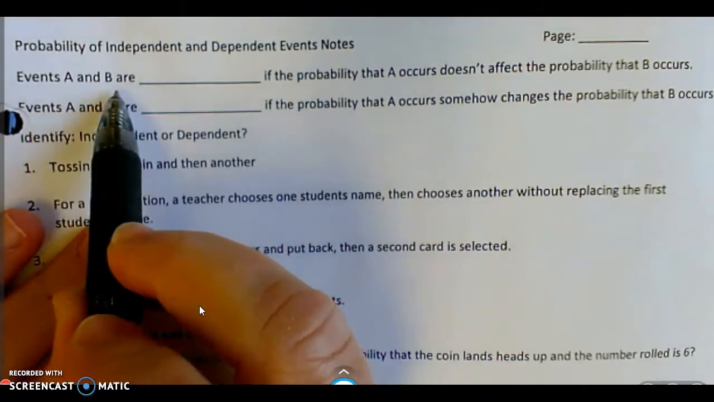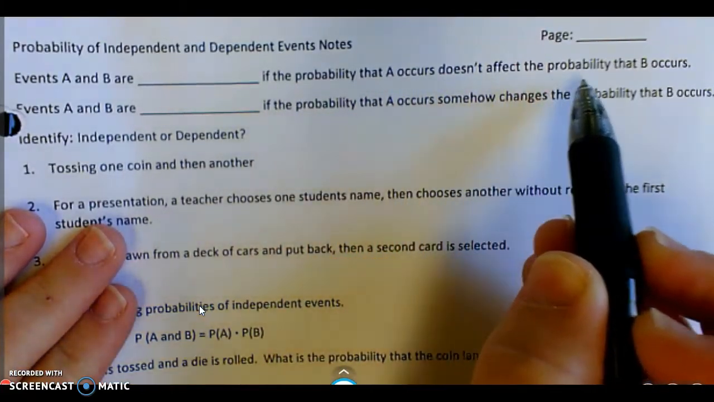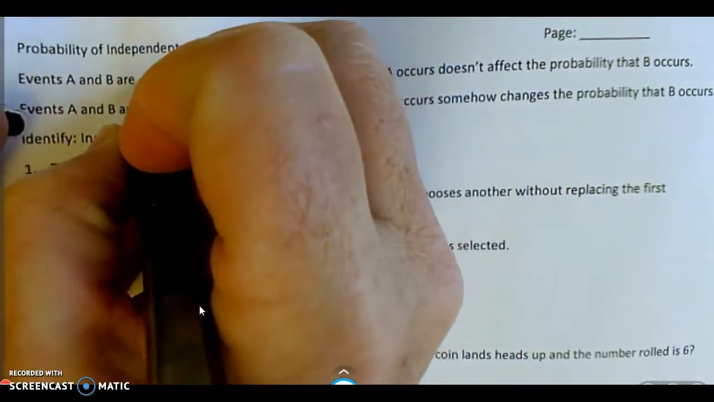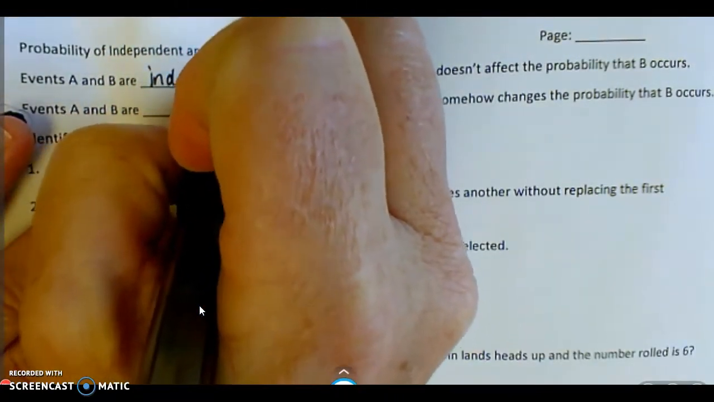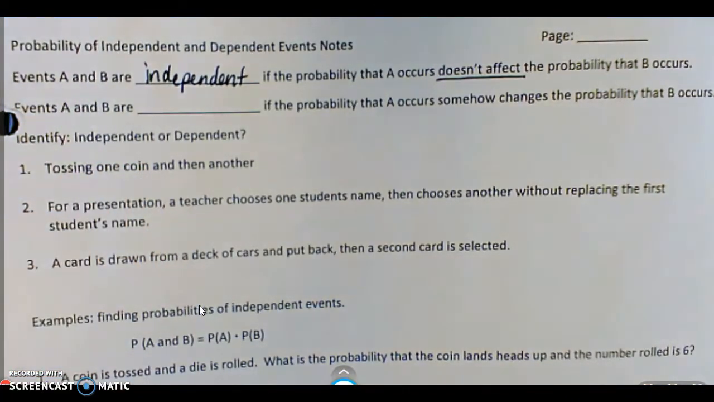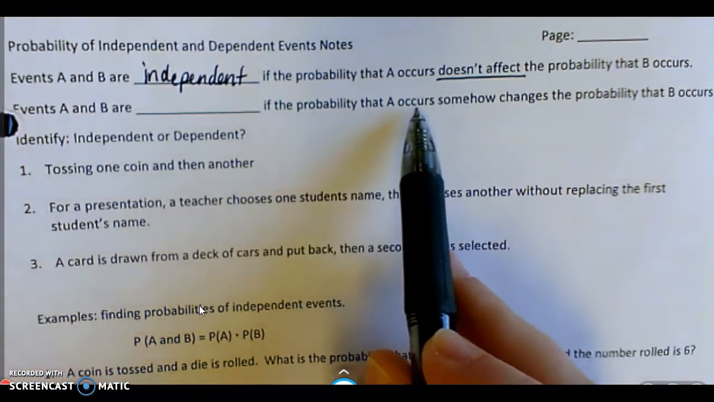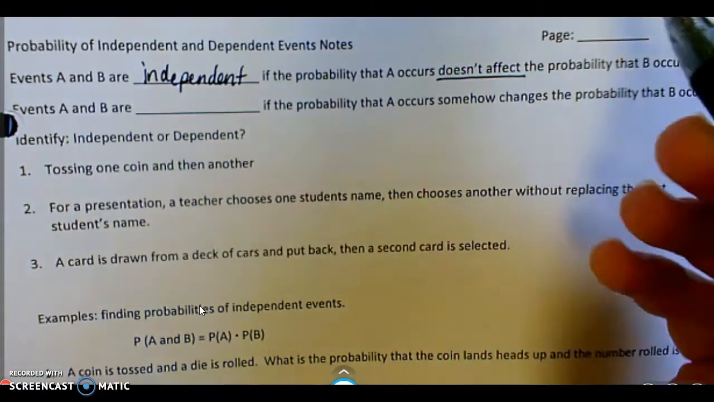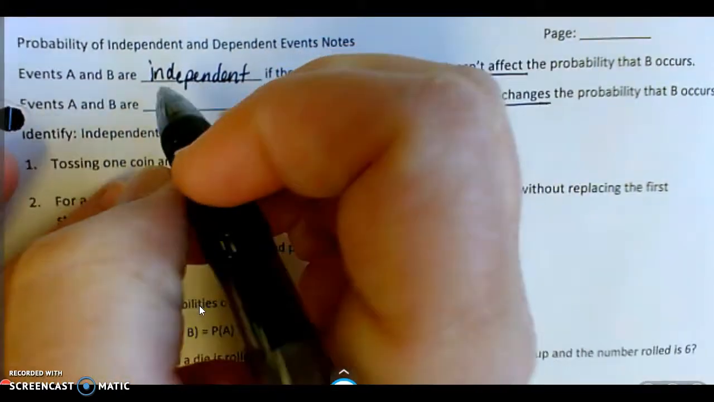So events A and B are blank if the probability that A occurs doesn't affect the probability that B occurs. This is independent, and it's because it doesn't affect it. So we're talking about two events. We've been talking about one event, but we're actually talking about two events and they're happening at the same time. Events A and B are blank if the probability that A occurs somehow changes the probability that B occurs. So this would be dependent.